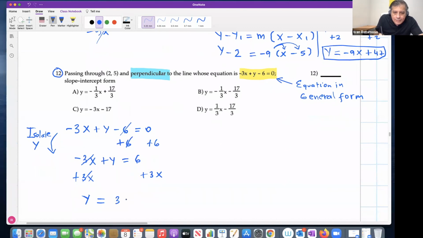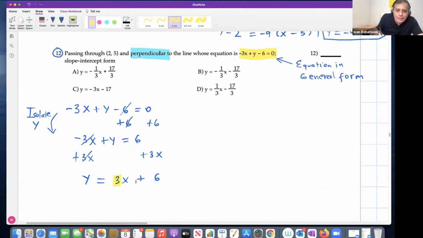Write this first, 3x, the constant at the end, right? There you can see that now from general form, we went to slope intercept form, which is the form we are used to. So there simply extract the slope. Say, okay, the slope of the given line is, and you just write this guy, 3.